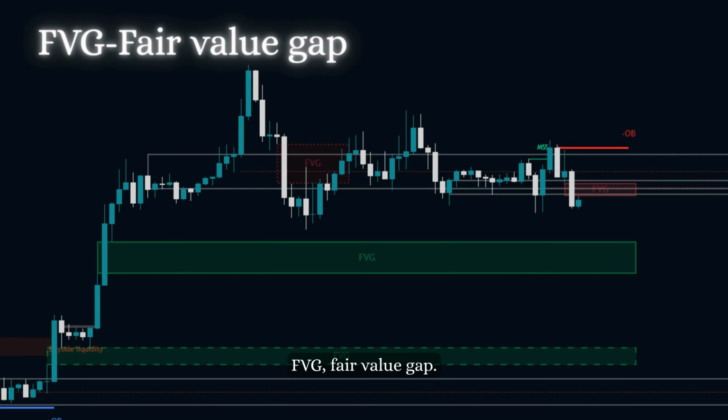FVG, fair value gap. You see those green or red boxes that say FVG? That's not just a fancy shape. That's the imbalance between buyers and sellers. It's where the market moved too fast, without checking if retail was even awake. Smart money often returns to these zones. Why? To fill their orders at better prices. So when price dives into a fair value gap, you don't panic. You prepare.